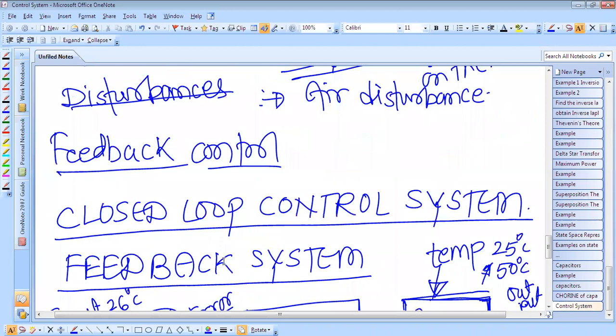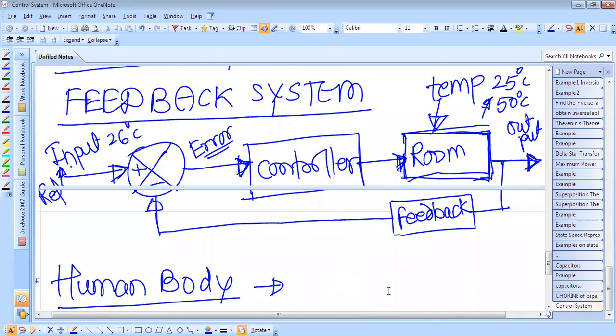And yesterday we discussed feedback control: the closed loop control system, or feedback system. In this case, feedback is there. A feedback control system is a system that maintains a prescribed relationship between the output and the reference input by comparing them.